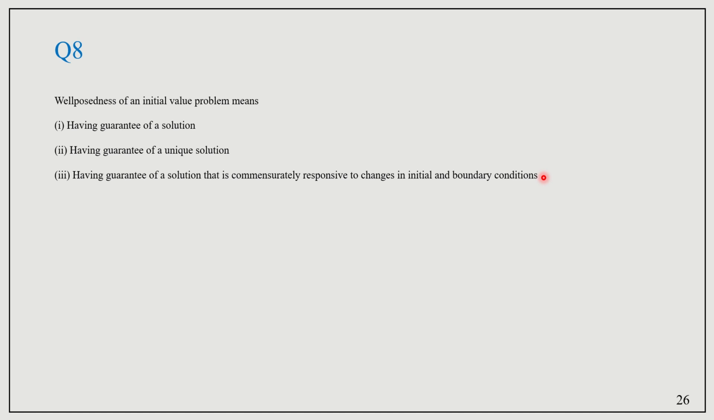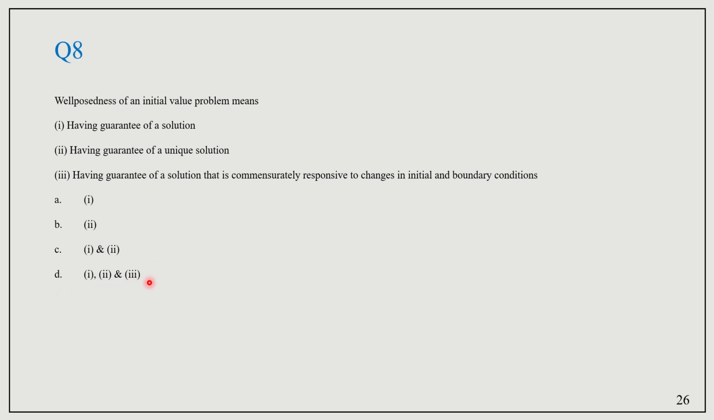So well posedness of an initial value problem means having a guarantee of a solution, and that solution should be unique, and that solution should also respond to changes in the initial and the boundary conditions. So three statements are given and all of them are true. So based on that, if we look at the options, option A 1, option B 2, option C 1 and 2, option D 1, 2 and 3.